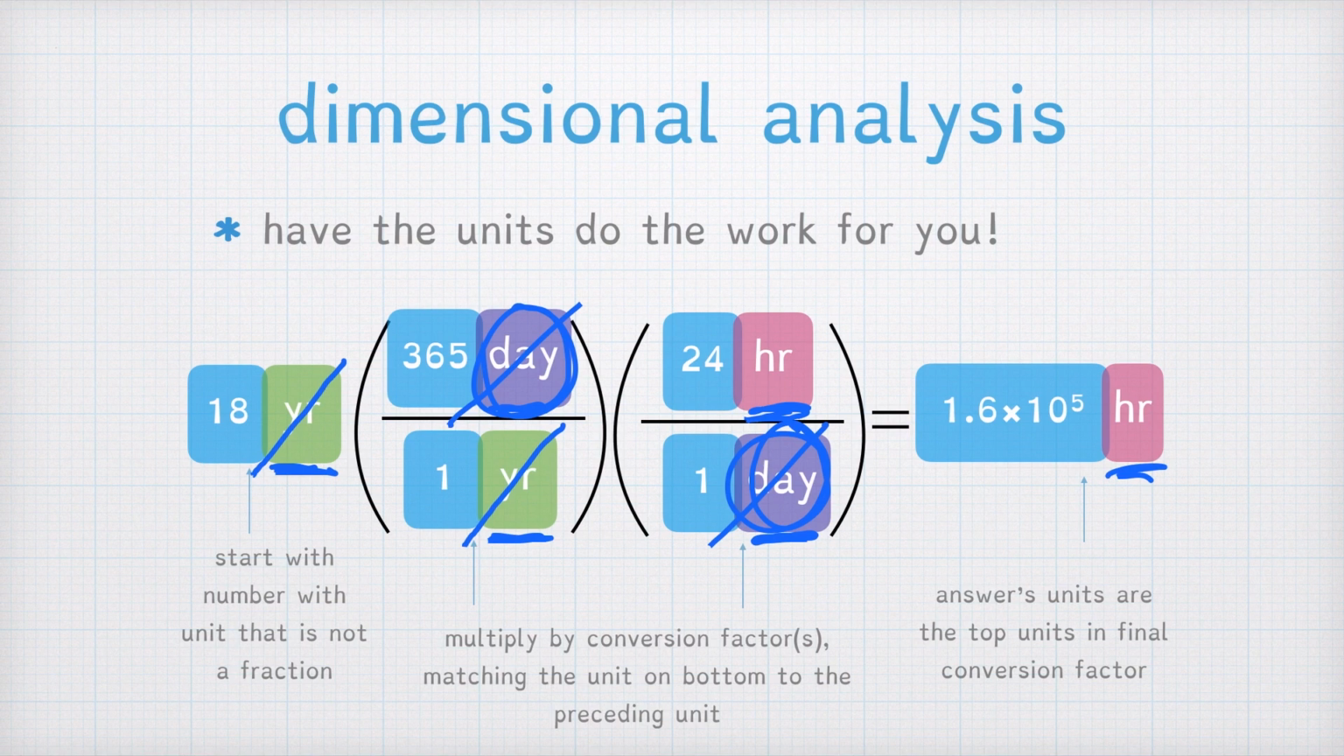We know there are 365 days in 1 year, there are 24 hours in 1 day. And then you can find the numerical answer by multiplying 18 times 365 times 24, and then you would divide by the numbers on the bottom, which in this case are just 1. And you would get an answer of 1.6 times 10 to the 5th hours. So this is a relatively simple example, but it hallmarks all of the important features of doing dimensional analysis.